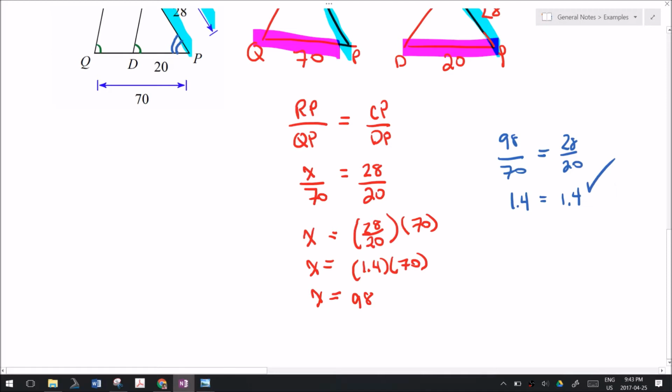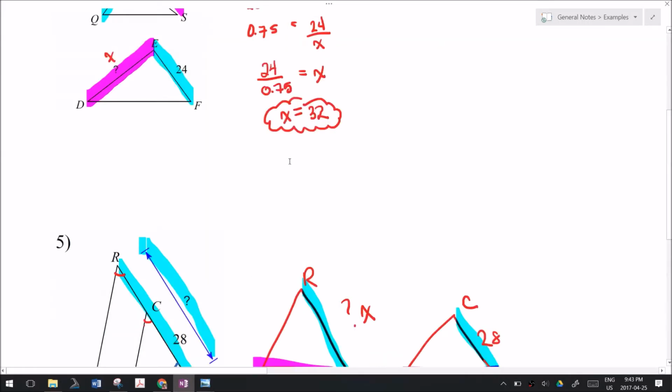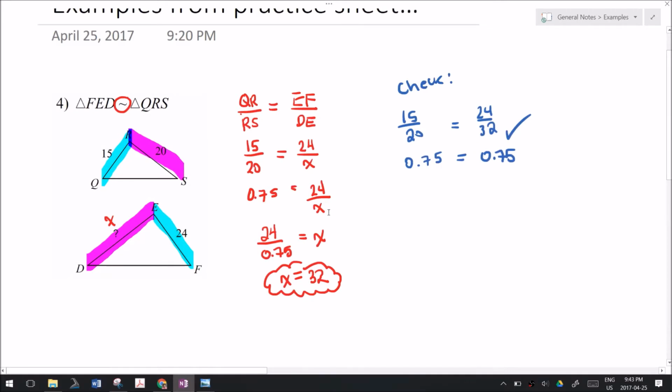So again, just to recap, pay attention to where the x is. If the x is on the top of your ratio, you're going to multiply them to find the missing side. If the x is on the bottom of your ratio, you're going to divide.